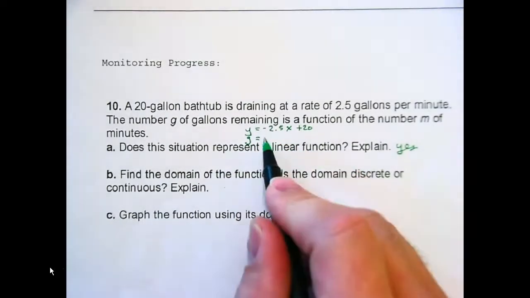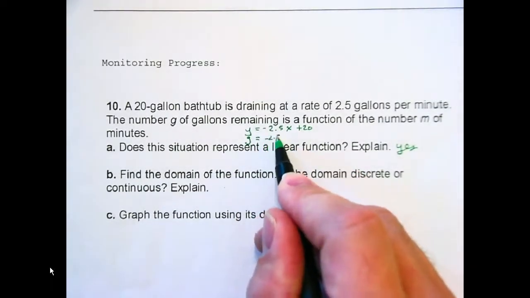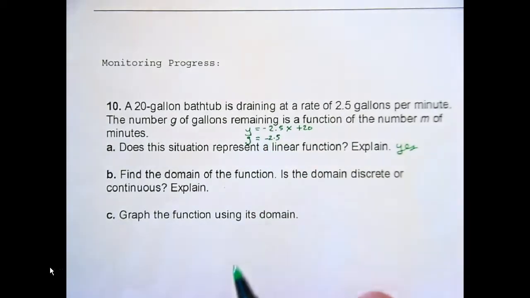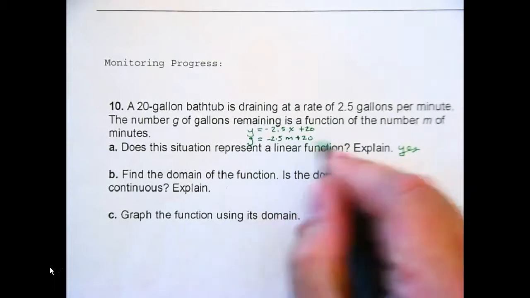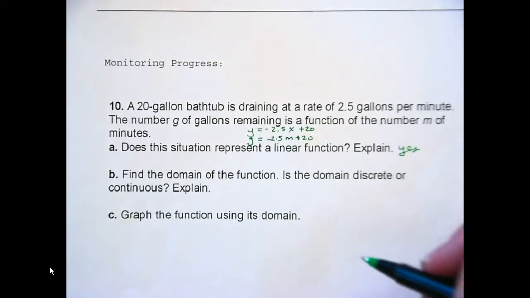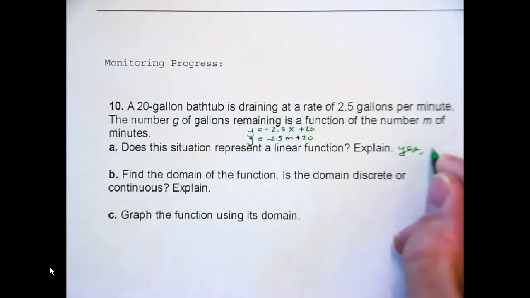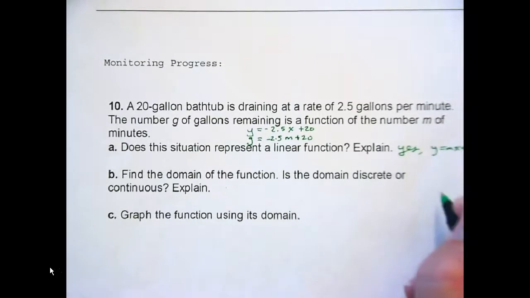Okay, is equal to negative 2.5. What's X mean? Okay, minutes plus 20. Did anyone put the 20 first? Say 20 minus 2.5 x? Okay, we could have done that. All right, so this is linear because you can write it in y equals mx plus b format.